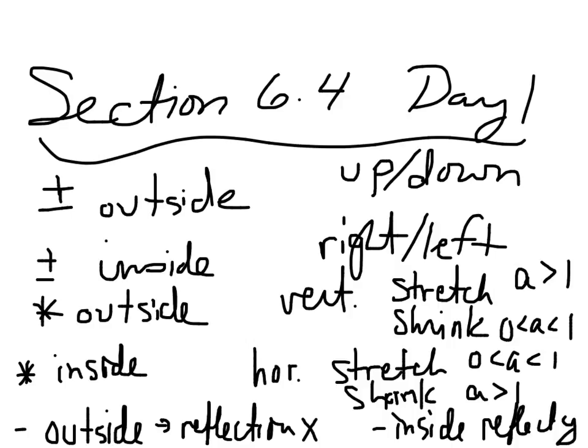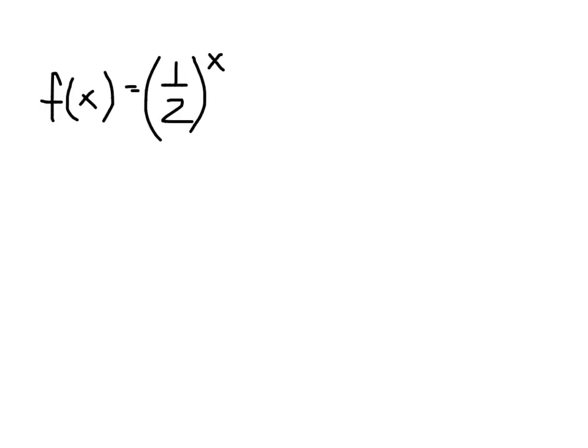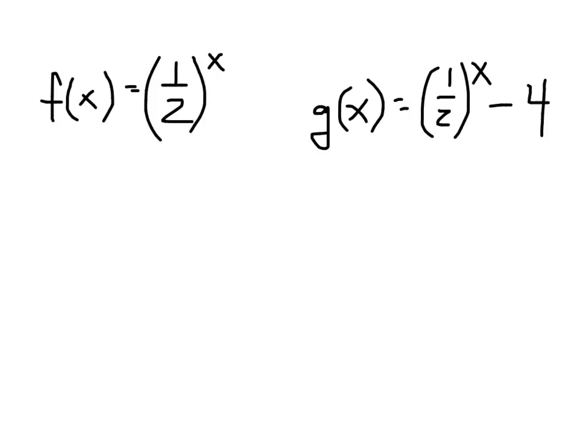Okay? So, here's what they're going to do. It's going to say f of x equals (1/2) to the x. g of x equals (1/2) to the x minus 4. And what they want you to do is tell me what transformation took place from f to g. So from the left side to the right side, what happened? How'd you know it was down 4? Because it's a negative on the outside, right?